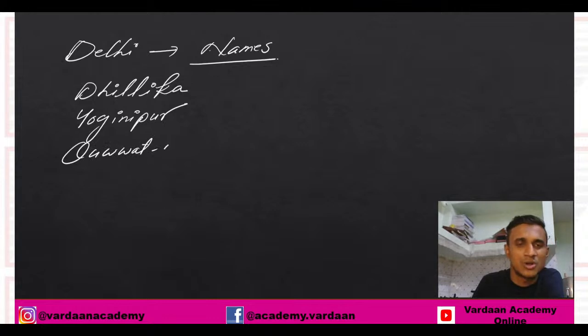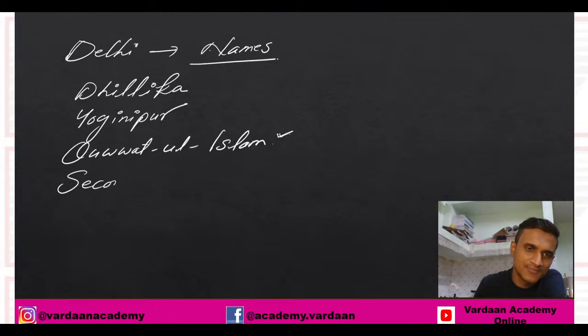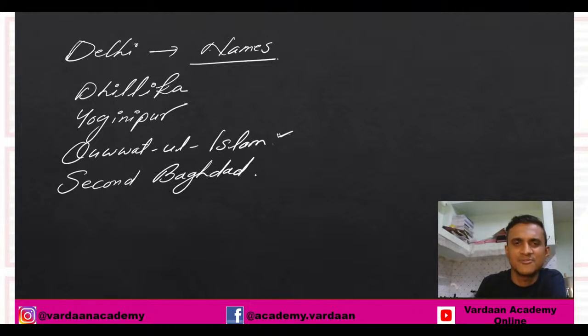Delhi itself was called Quwwat-ul-Islam, even though Quwwat-ul-Islam is a masjid. Okay, and it is also known as the second Baghdad. Why is it called second Baghdad? Because everyone will keep fighting for Delhi. That's why it is also called second Baghdad. For Baghdad also, when you see the international history, you will see every ruler was fighting a lot for Baghdad, and that's why this is also called the second Baghdad.